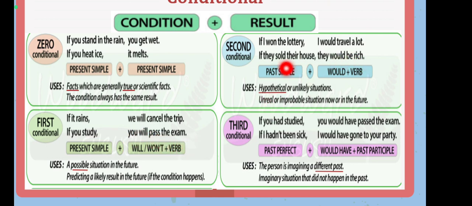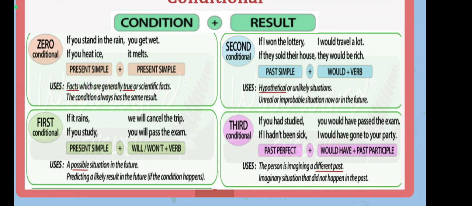Now, with second conditional, we use past simple plus would plus the verb in basic form. Now, with third conditional, we use past perfect in the conditional clause and would have plus past participle. This is the hardest one, okay? Would have plus past participle in the result clause. Now here we have the uses.